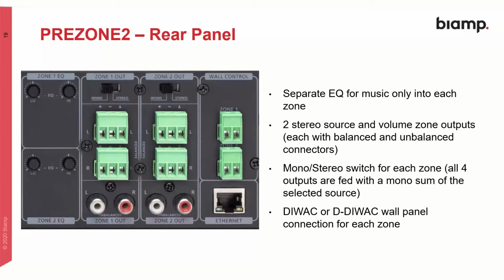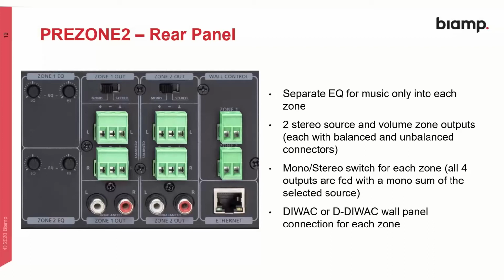So identical in functionality, each of them has a mono stereo switch. So in the stereo mode, obviously a left input will go to the left output, a right input will go to the right output. But in mono mode, it sums the left and right input from the music source, and the mono sum of that signal is fed to all 4 of those output connectors. So in mono mode, you get the 4 outputs, which all contain identical program material.